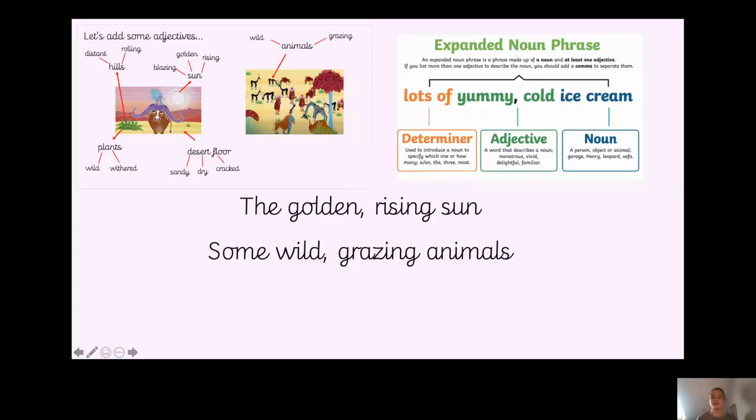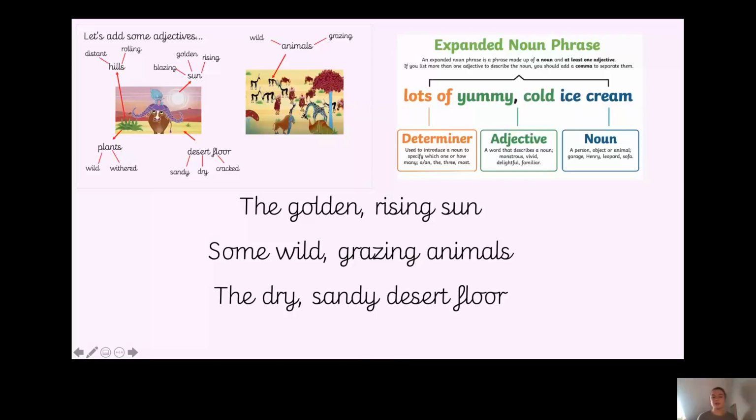Okay, year 2. So have you created your expanded noun phrase? Fantastic. Well, I created one too, and I have gone for the dry, sandy desert floor. Okay, so I've got the dry, comma, sandy desert floor. So the is my determiner. Then I've got my 2 adjectives, dry and sandy, with a comma in between them, and then my noun, desert floor. Okay, so I wonder if you had something similar to me, or if you'd use some different adjectives, or even a different determiner.